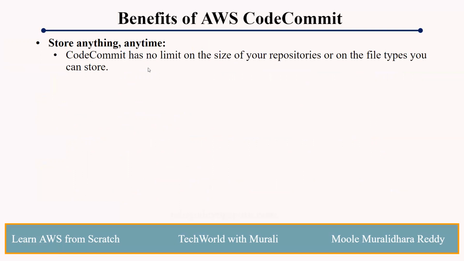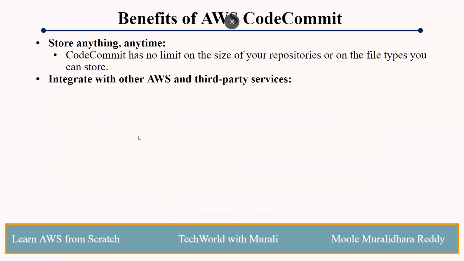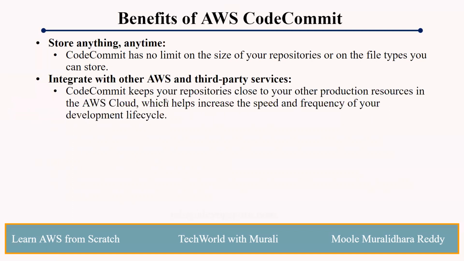CodeCommit has no limit on the size of your repository. There is no limit on the file types you can store. In CodeCommit, you can store any type of data. There is no limitation on the size of the repository. Integrate with other AWS and third-party services. CodeCommit keeps your repository close to your other production resources in the AWS cloud, which helps increase the speed and frequency of your development lifecycle.